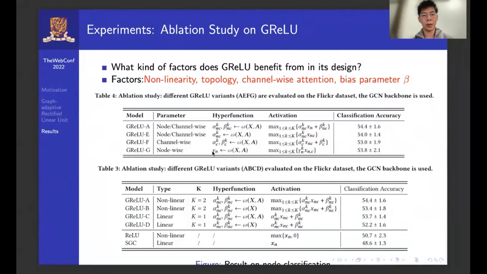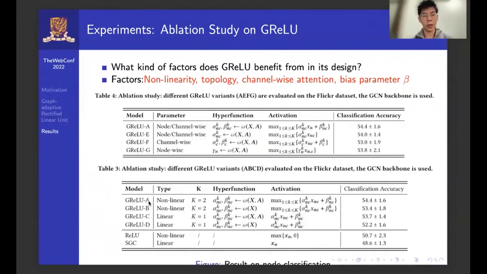And similar results are shown by comparing gReLU-A with gReLU-G, which shows that making the gReLU channel-wise and node-wise adaptive is useful. And the other ablation study shows that making the gReLU function a nonlinear function can also increase the performance.